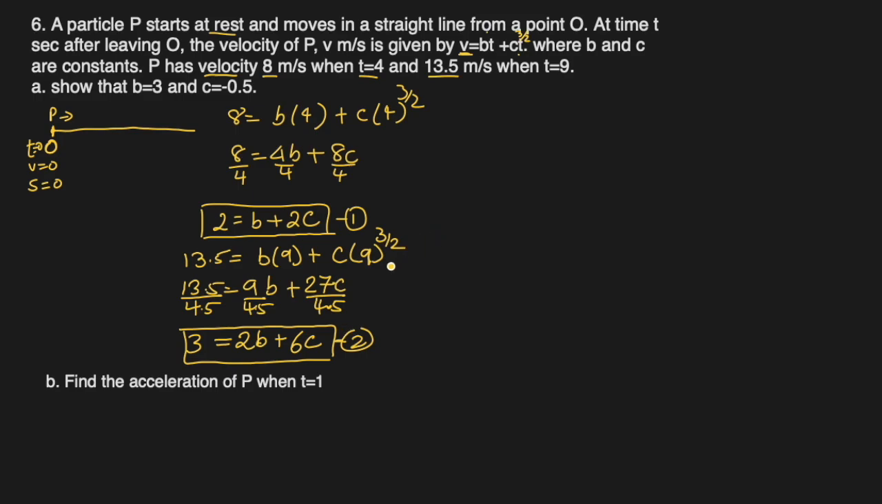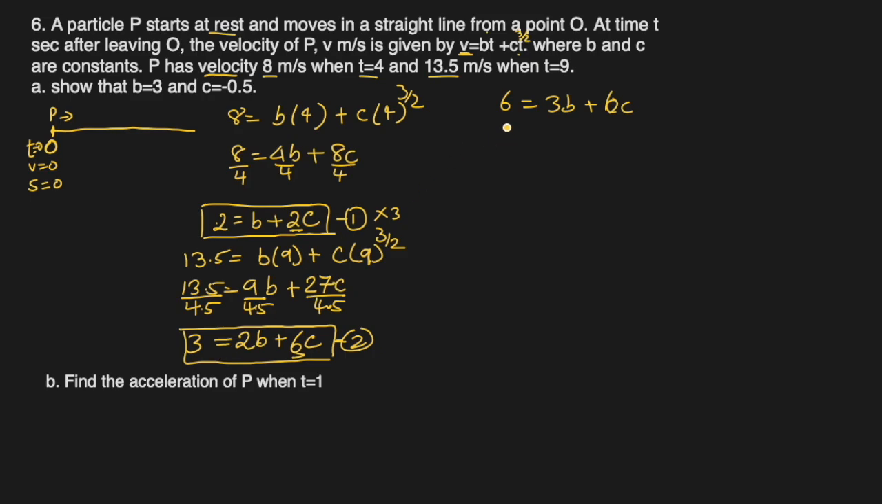This is simultaneous equation number 2. Now I will use the elimination method of solving simultaneous equations in these two. This is 6c, this is 2c. So let's multiply this whole equation by 3. So what do I get? 2 times 3 will be 6. 3 times b will be 3b. So equal to 3b plus 6c. That's what this equation becomes if I multiply the whole equation by 3.